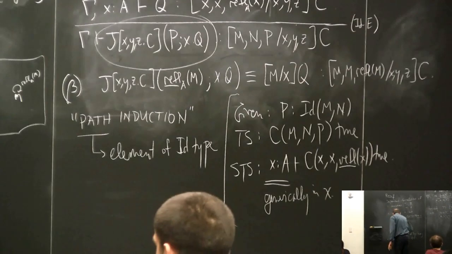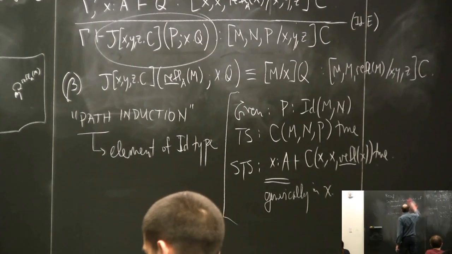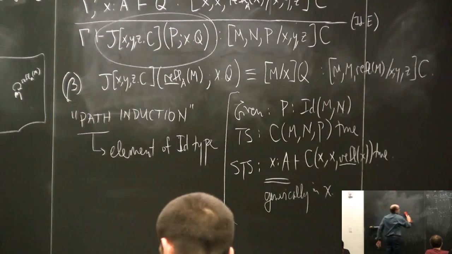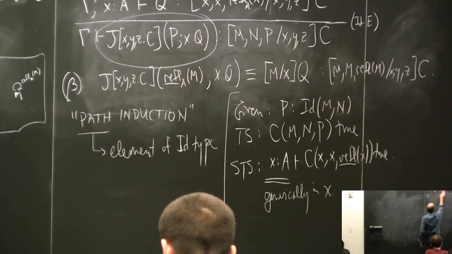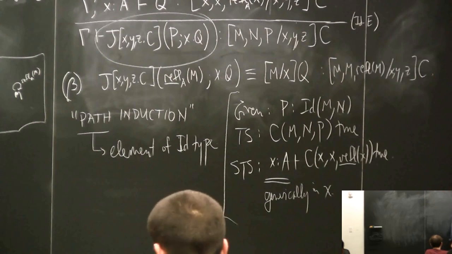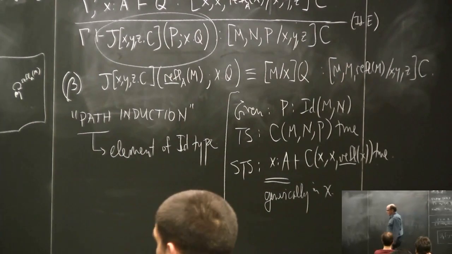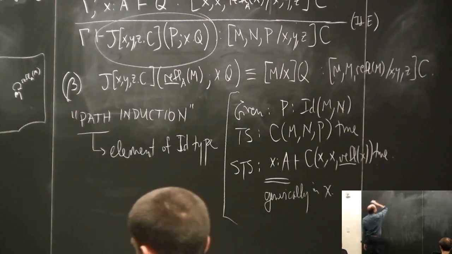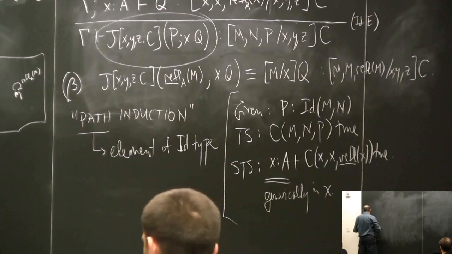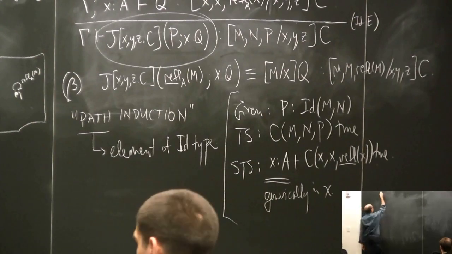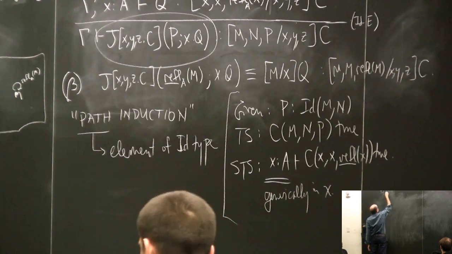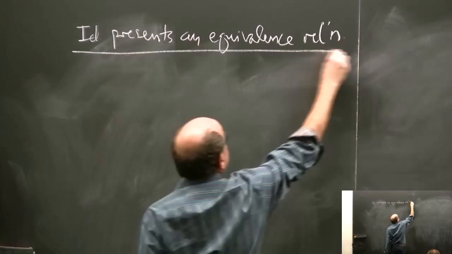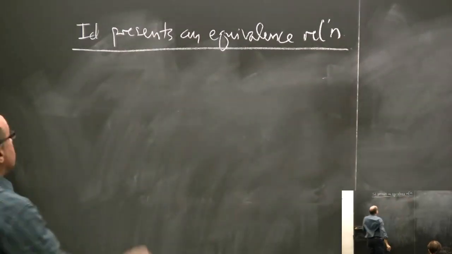Okay, so that's the definition of the identity type, what we have there. All right, so I'll leave that up here. So now the first thing I would like to do is to say that if we read this thing logically, it should be the case that the identity type presents an equivalence relation. Okay, so that's the first thing that I would like to do.